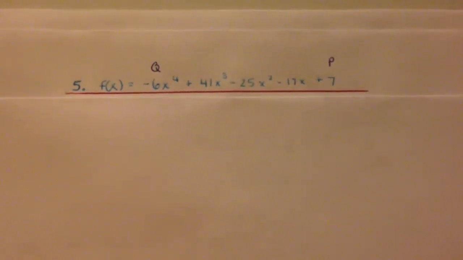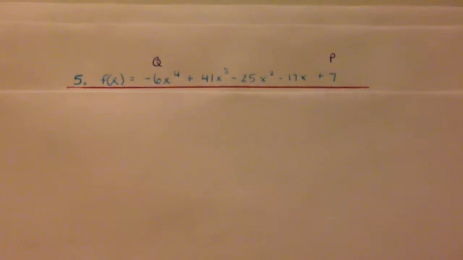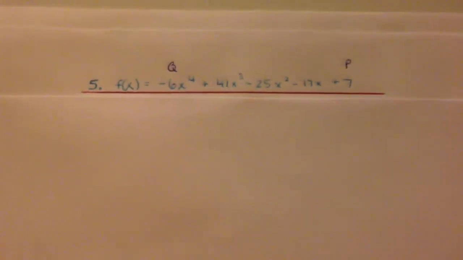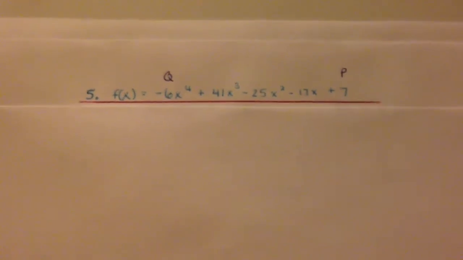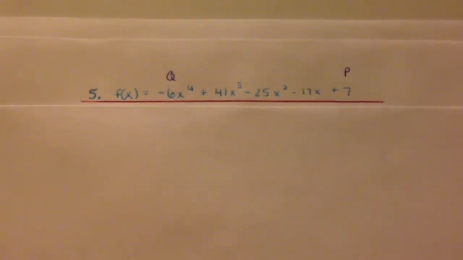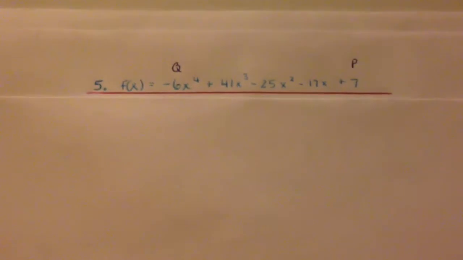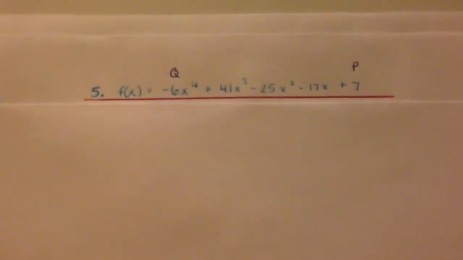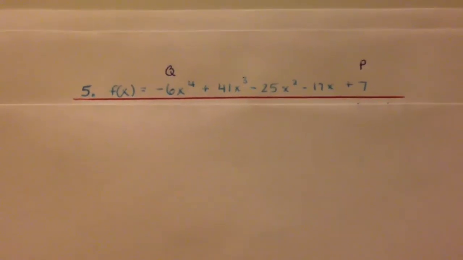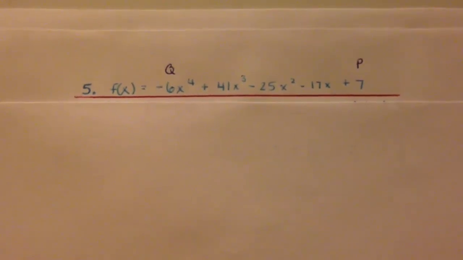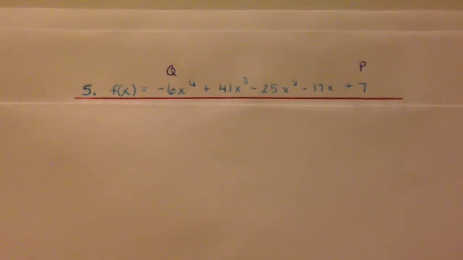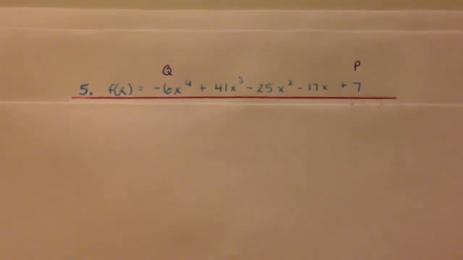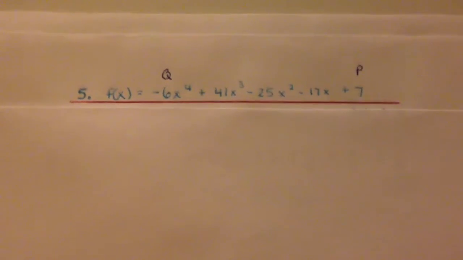I'm from Period 5, and this is Unit F, Concept 10, and I will be teaching you how to find all real and complex zeros for the given polynomials of a fourth or fifth degree. This problem is a quartic: f of x equals negative 6x to the fourth plus 41x cubed minus 25x squared minus 17x plus 7.